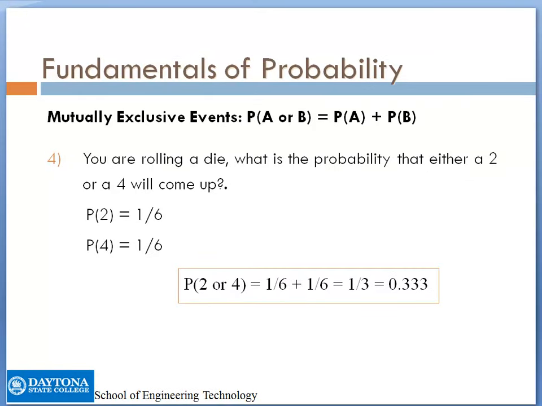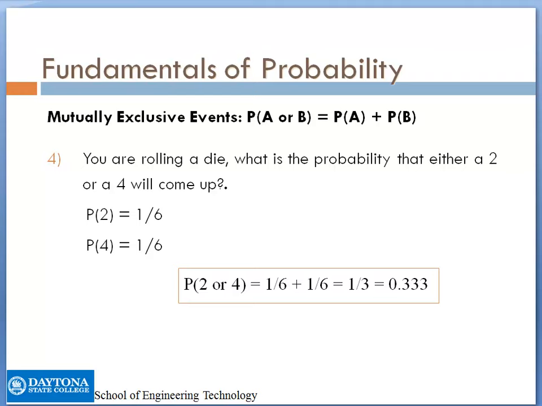Mutually exclusive events. This is when we use the additive law of probability. And this is because we have the OR. So the probability of A or B is equal to the probability of A plus the probability of B. You're rolling a die. What is the probability that either a 2 or a 4 will come up?